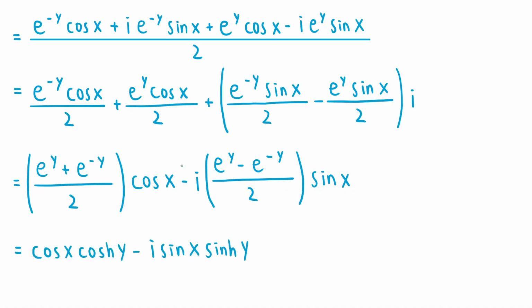e to the y plus e to the negative y over 2 is the definition of the hyperbolic function cosh of y, and e to the y minus e to the negative y over 2 is sinh of y. So we can rewrite this as cosine x cosh of y minus i sine x sinh of y. So this is the definition of cosine of z in terms of its real and imaginary parts.